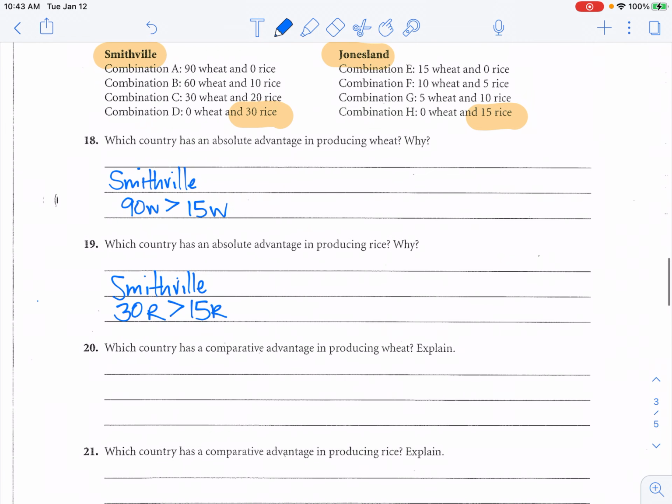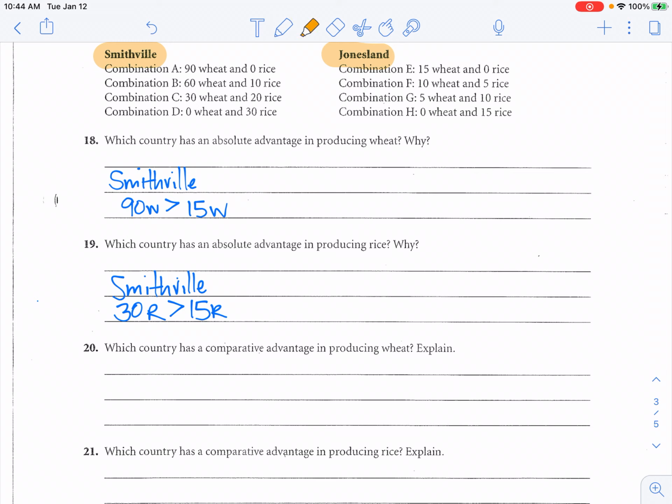Now, we're even going to be asked comparative advantage, though. This might tell us a different story. Which country has the comparative advantage in producing wheat? In order to do that, we should look at what it costs each country. So let's start with Smithville.